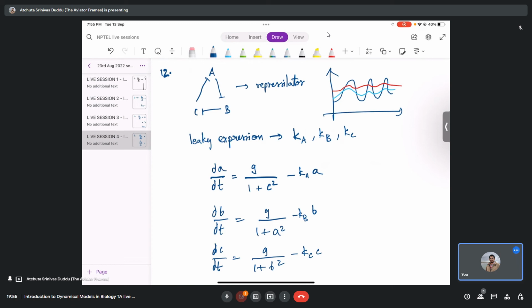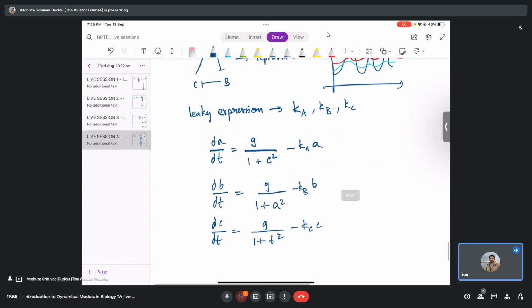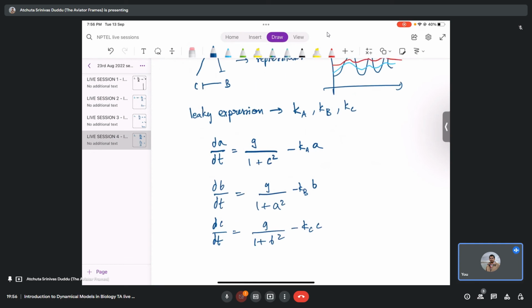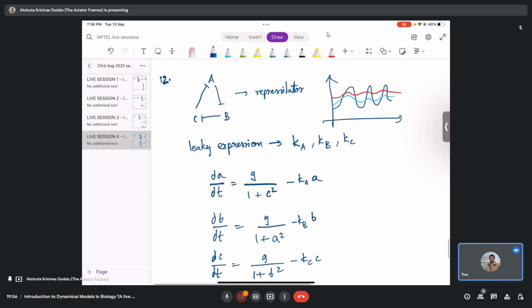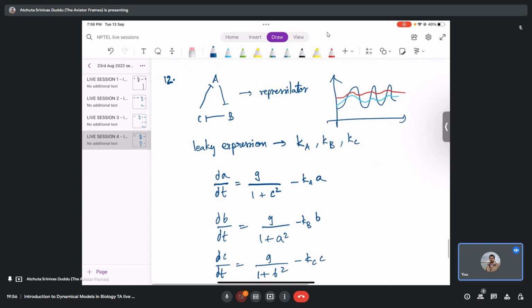Now Ka, Kb and Kc would be the degradation rates of these three particular nodes. So if you increase Ka or Kb or Kc, the expression level of A falls down quicker. That is to say that they are more leaky in their expression. That is what this leaky expression term means. So what happens if you are increasing Ka or Kb or Kc? The oscillations tend to die out before they even reach that dynamic behavior. That is to say, they do not have the time to go up and then get affected by the others. So you would have something like this.